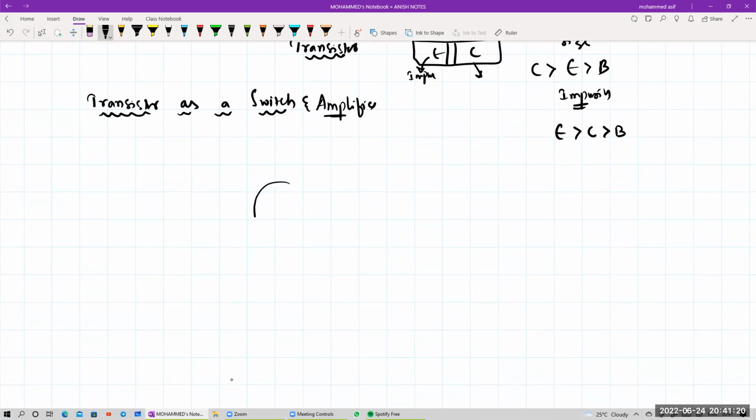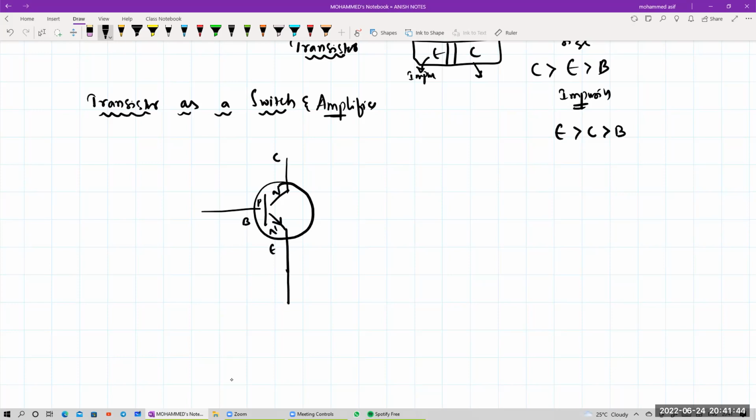For the amplifier, say for example, a transistor like this. This is your N, this is your P, and this is your N. So the arrow mark will always be from the P to the N part. This is your base, this is your emitter, and this is your collector.